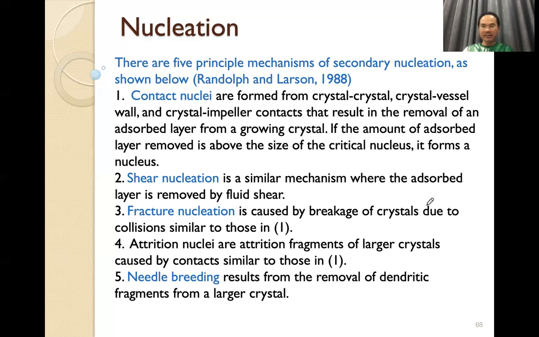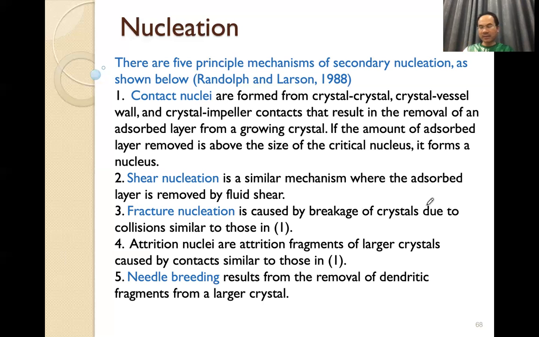After contact or collision, a crystal may break into 2 crystals, 3 crystals, or something, with fracture nucleation. Another is attrition nucleation. Attrition nucleation means the attrition of fragments of a crystal caused by contact, such as crystal-crystal contact, crystal-vessel wall contact, and crystal-impeller contact. But in this case, it is in the form of very small crystals.